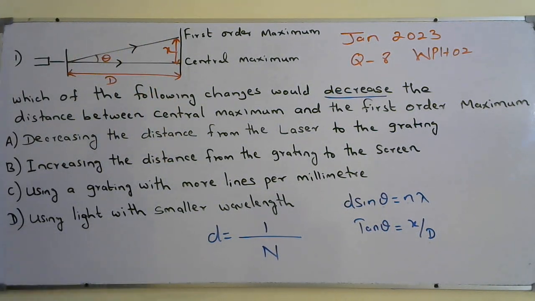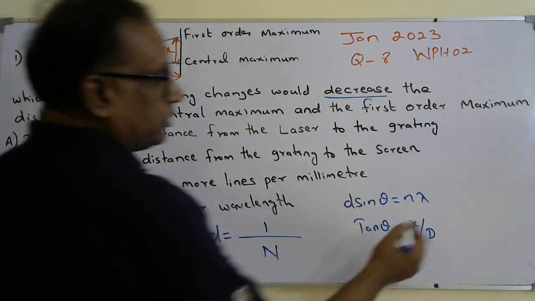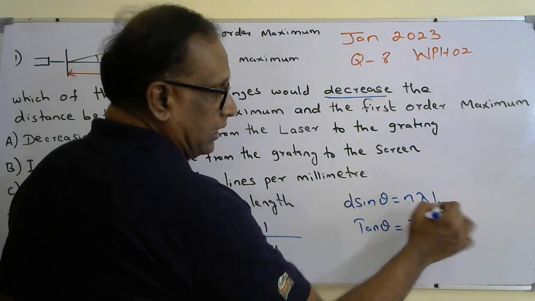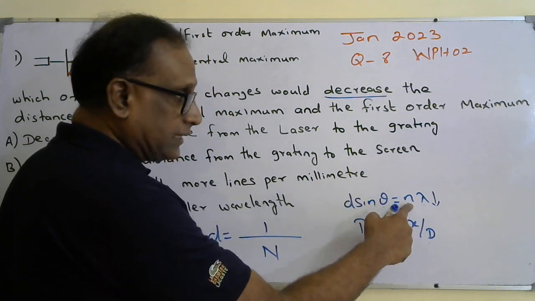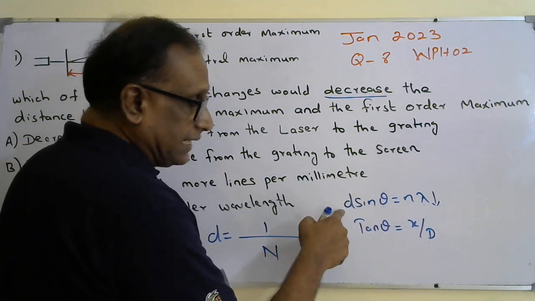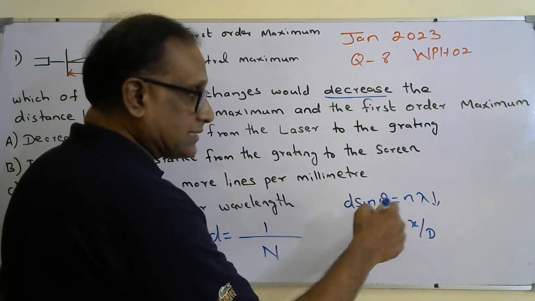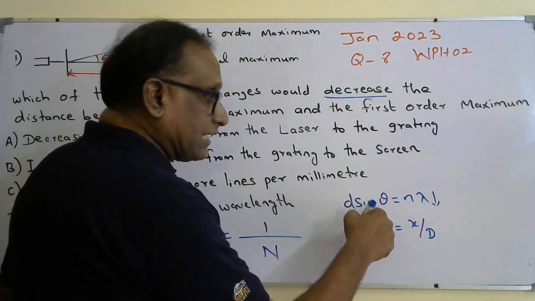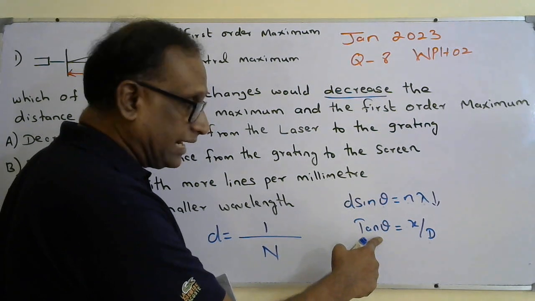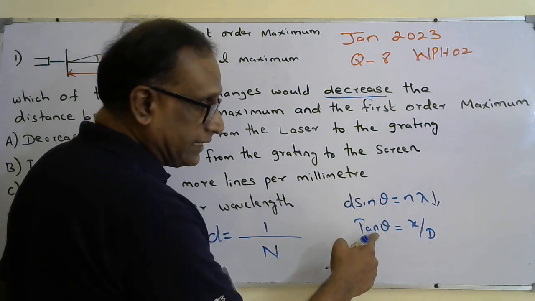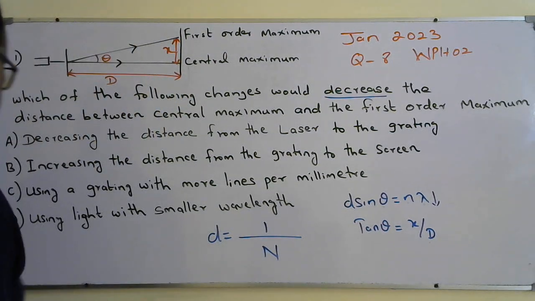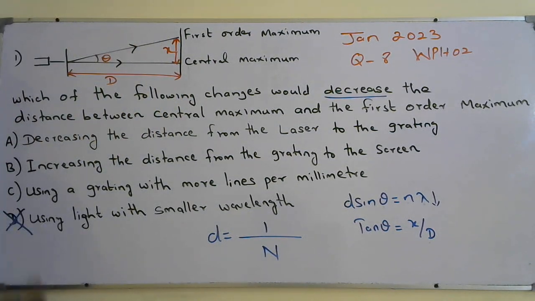D, using a light with smaller wavelength. Yes, when you use a smaller wavelength, lambda decreases, n remains the same, first order. So lambda decreases, D has no change, sin theta will decrease. Sin theta decreasing means theta will decrease, so tan theta will decrease. D remains unchanged, so tan theta decreases, x will decrease. So the correct answer is D.